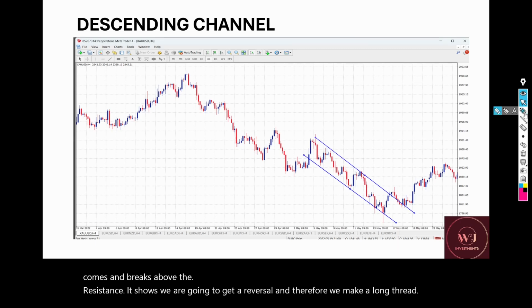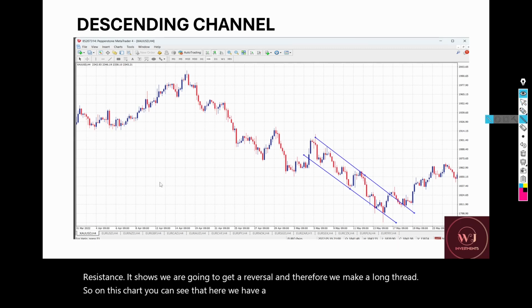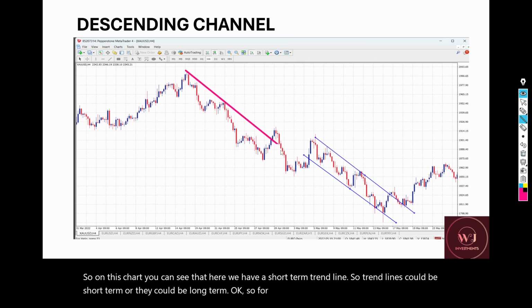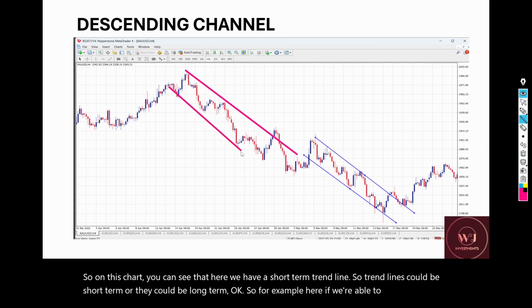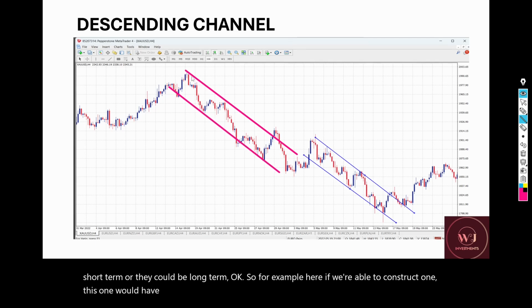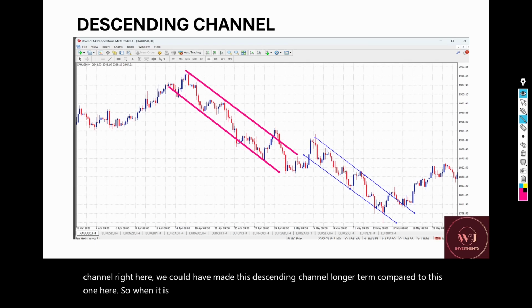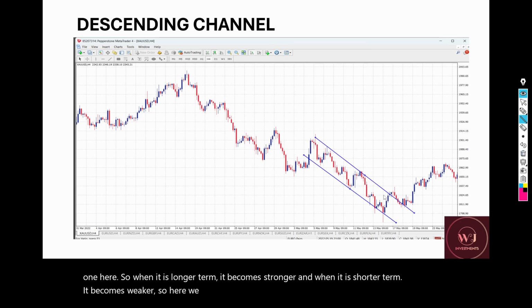So on this chart, you can see that here we have a short-term trend line. So trend lines could be short-term or they could be long-term. Okay. So for example, here, if we're able to construct one, this one would have been longer. So for example, if this was our channel right here, we could have made this descending channel longer term compared to this one here. So when it is longer term, it becomes stronger, and when it is shorter term, it becomes weaker. So here we have a short term channel, but still it can help us to get some trading signals.